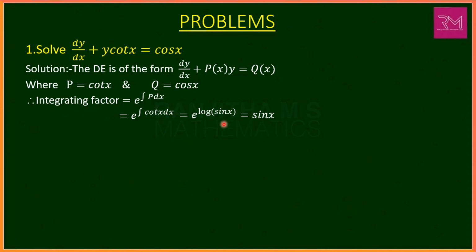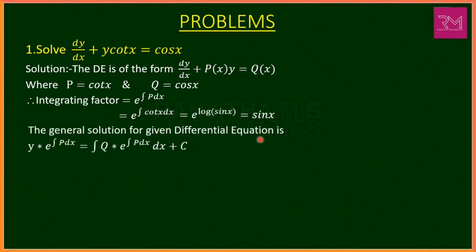Once you obtain the integrating factor, the general solution for the given differential equation is given by the formula: y times the integrating factor e^(integral of P dx) equals the integral of Q times the integrating factor e^(integral of P dx) dx plus c. Substituting the integrating factor and Q here, we get y times sin x, which is equal to the integral of cos x times sin x dx plus c.